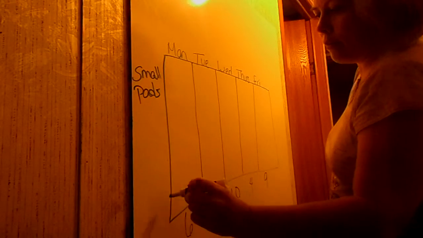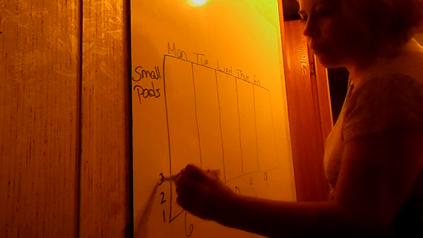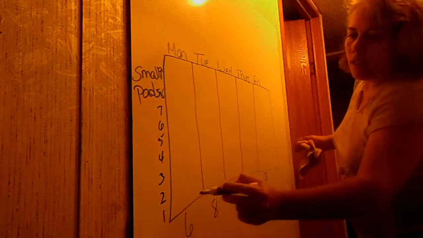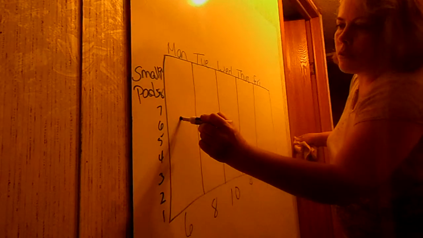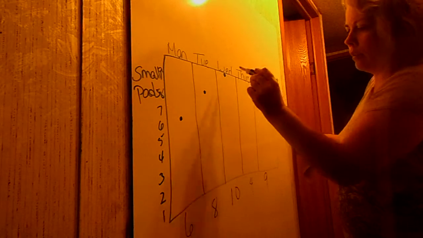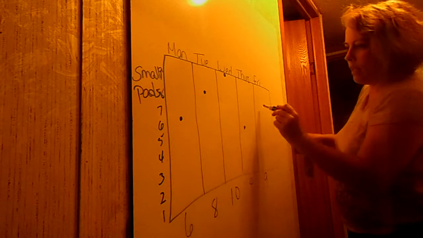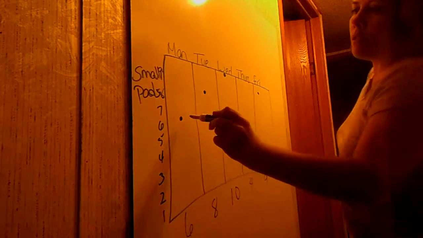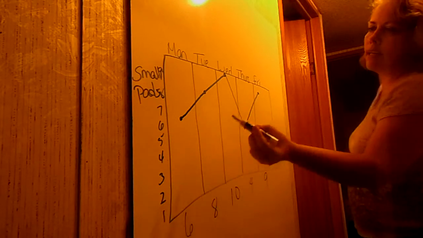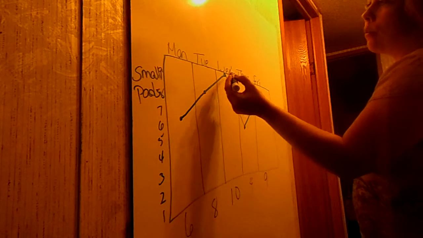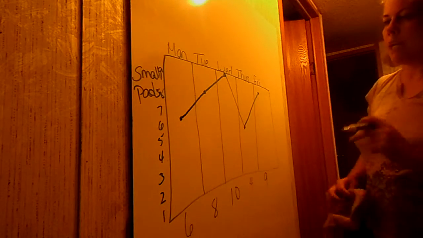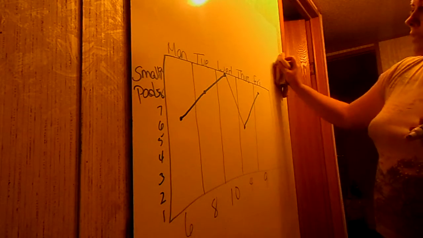So you want to graph your numbers. 1, 2, 3, 4, 5, 6, 7, 8, 9. And you want to do a line graph. You do a dot here for 6, a dot here for 8, 10, 4, and 9. So the way you line graph it, you connect your dots, and you'll see that your sales rose during Wednesday, it peaked, and then it dropped on Thursday, and it rose back on Friday. So that would be one of your other graphs that you can do as well.